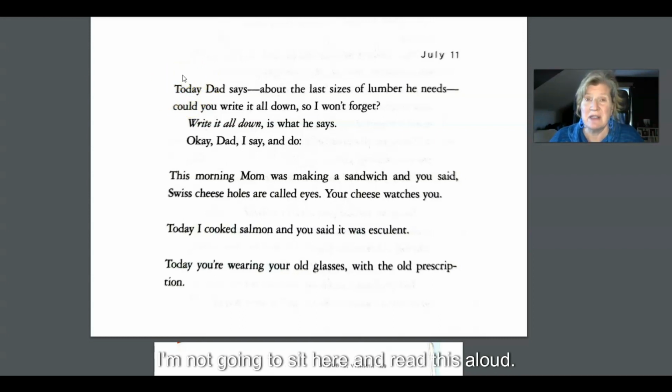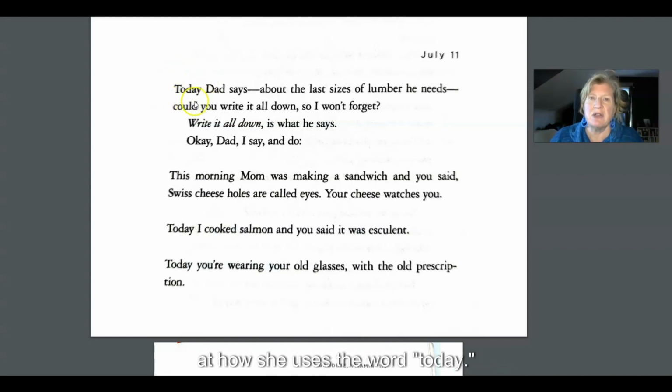I'm not going to sit here and read these aloud. I will put the PDF on the content page so that you can review it or have it open when you are working on your own. But just look at how she uses the word "today."